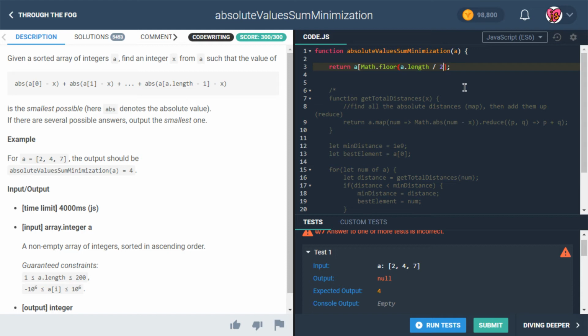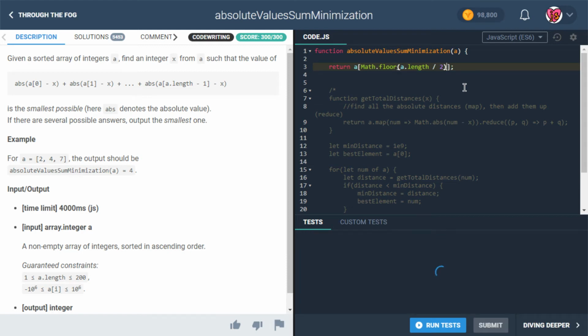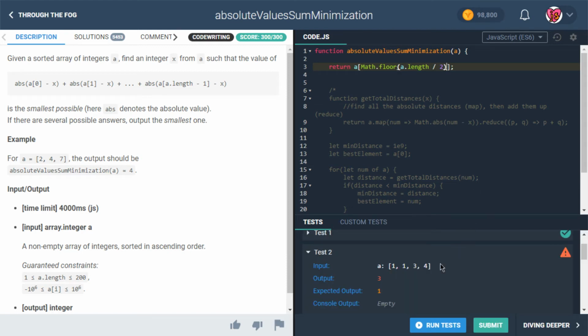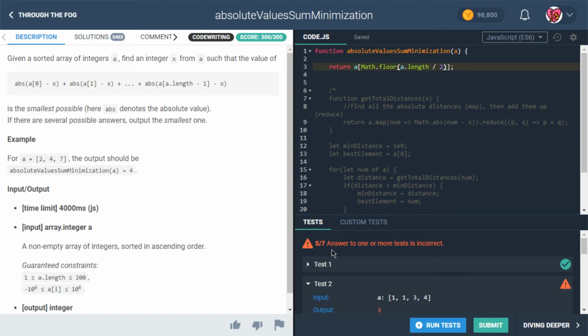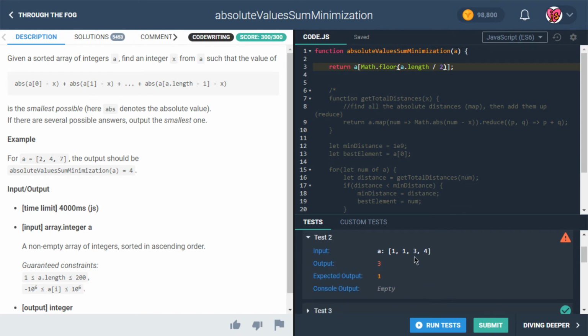Math.floor of a dot length divided by 2. Okay, but now that's not working for some of them. So 5 out of 7, that's pretty not bad. It works for this one, but it's not working for this one. Why is it giving us the 3? So let's think about that.